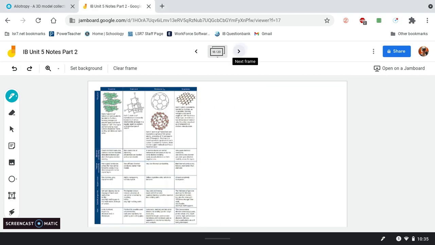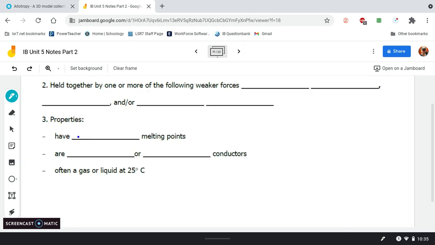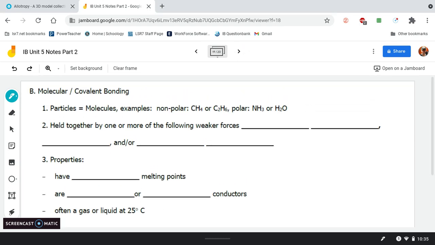Okay, so we're going to finish up here the last little bits about different types of bonding. Remember, a covalent or molecular bond is going to hold together nonmetals.